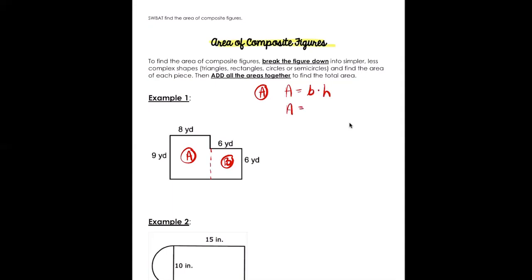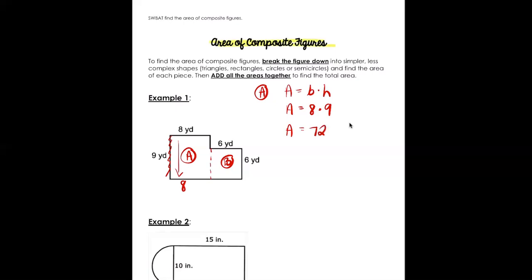The base of piece A is 8. If this is 8 up here, then this is also 8. So the base is 8 times the height. How high is the rectangle? It's 9. So the area is just going to basically be 8 times 9, which is 72.